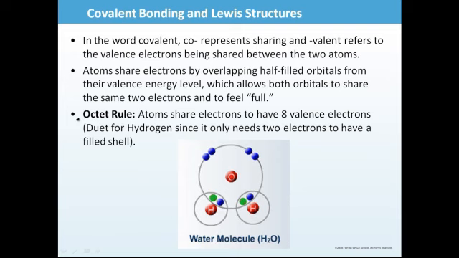The only exception to that is hydrogen. Hydrogen, because it's on the first energy level, can only have 2 electrons total. So for hydrogen, it's more of a duet rule, where they only need 2 electrons to have a filled or full outer energy level. All right, and a filled outer energy level means they are happy, which means they are like the noble gases. And since the noble gases, group 18, already have filled outer energy levels, they're perfectly content and happy the way they are. That's why they don't react. Everybody else is trying to get to that state.